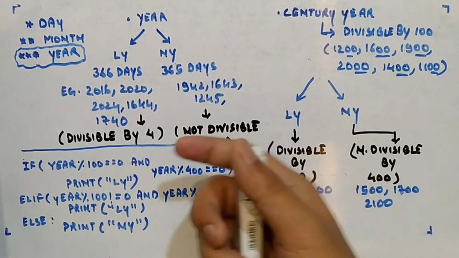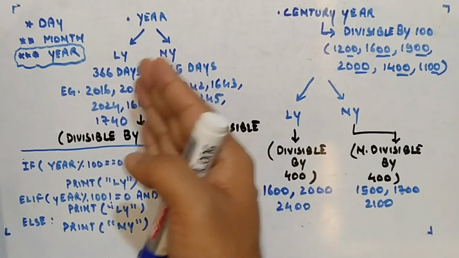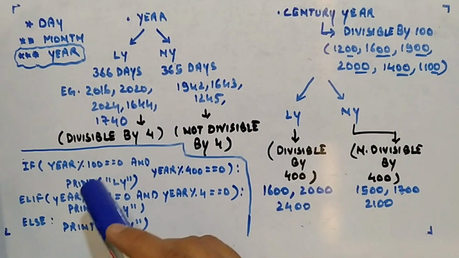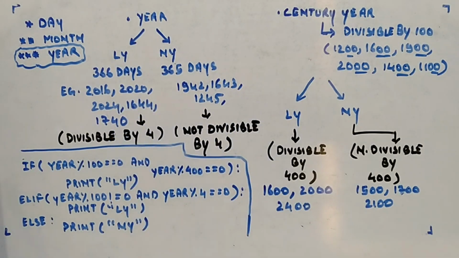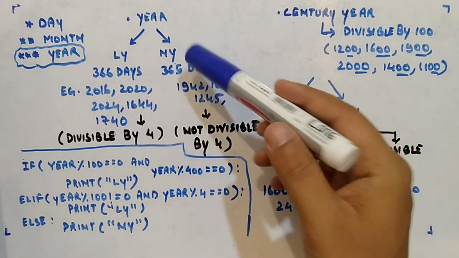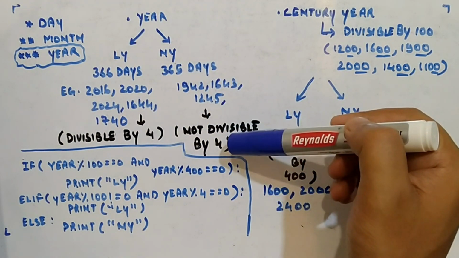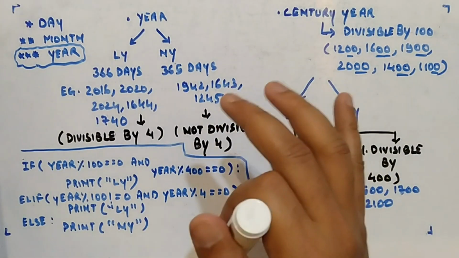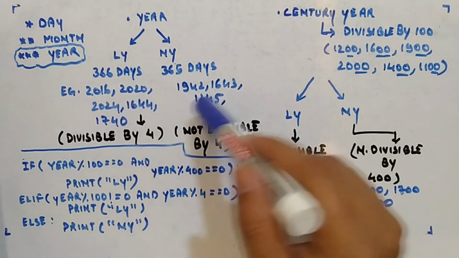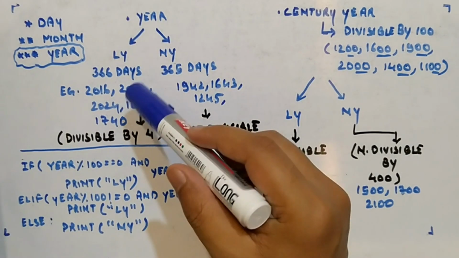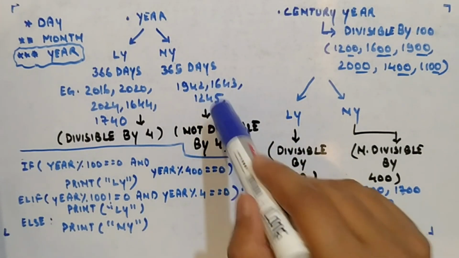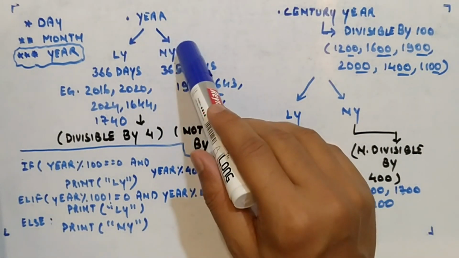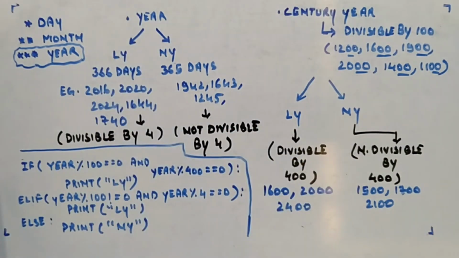So what is the main thing creating this difference? A leap year is divisible by 4, and a normal year will not be divisible by 4. That's the only difference. Now you can see these are all divisible by 4, whereas these are not divisible by 4. Hence they are normal years, and hence these are leap years. That is one concept.